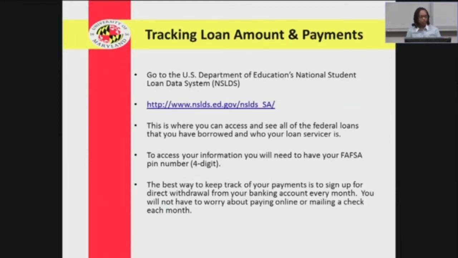There is a website to track your loan amounts and your payments. It's called the National Student Loan Data System, or NSLDS. In order to access that information, you would need to remember your FAFSA PIN number. So the 4-digit number that you used to sign your FAFSA, that's the PIN number that you'll use to log onto the website. The best way to keep track of your payments is to sign up for direct withdrawal from your bank account every month. So you don't have to worry about mailing a check or paying online each month. If it's automatically debited from your account, you'll have peace of mind.